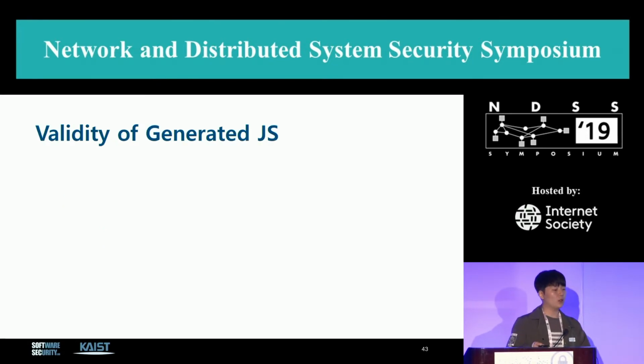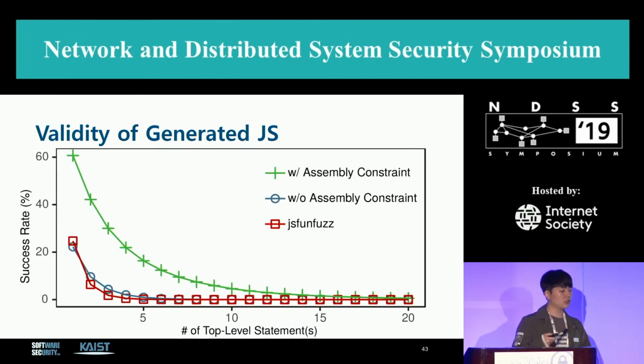And to check that CodeAlchemist generates semantically valid test cases, we evaluated how many test cases end without any errors. If a test case contains many statements, it is likely to trigger some errors. So we measured the success rate of test cases based on the number of executed statements. This graph shows the result.